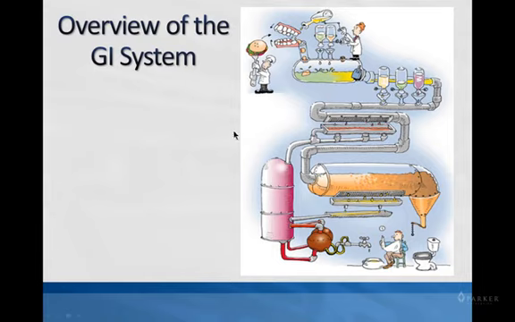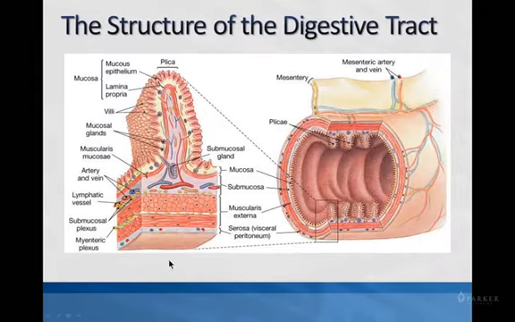What we want to do first is a little review that you probably covered a little bit in Try 1. You should have covered the general layers of the GI tract. You should have learned about mucosa and submucosa and muscularis externa and serosa or adventitia. If you don't remember, it's fine. We're going to be covering it now.